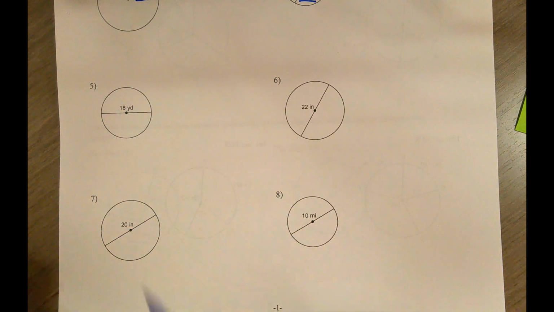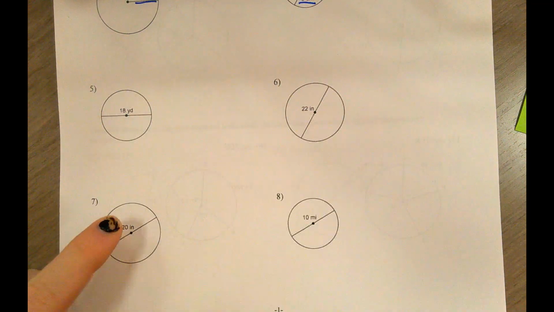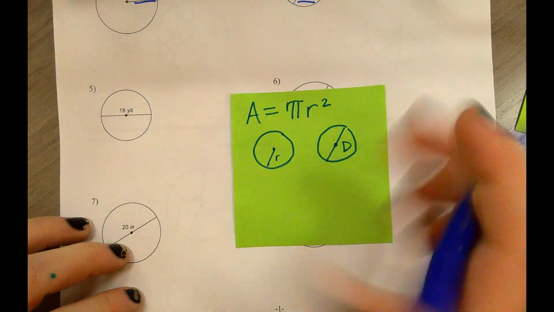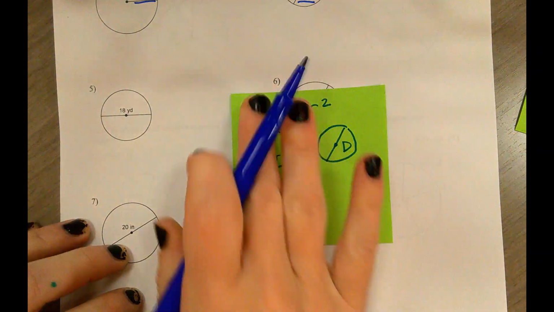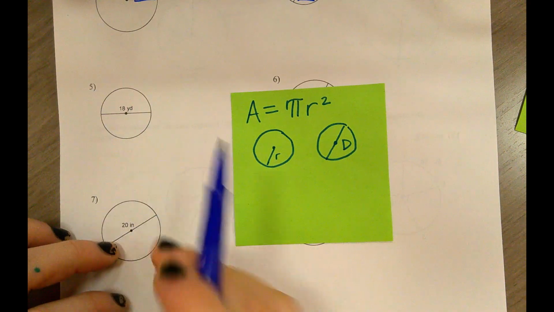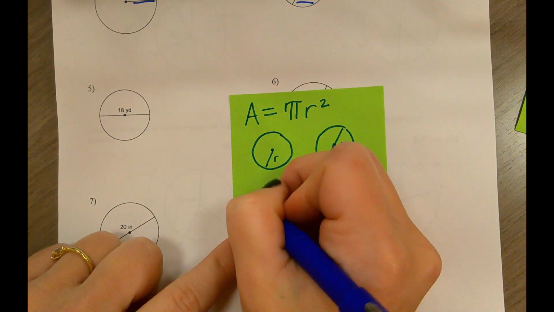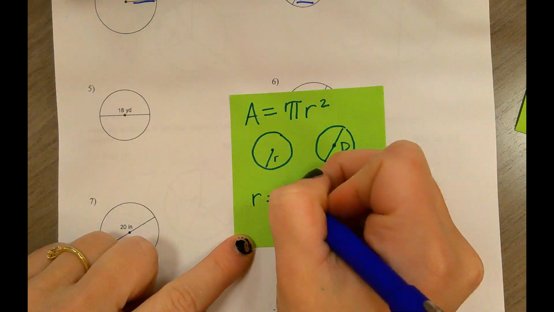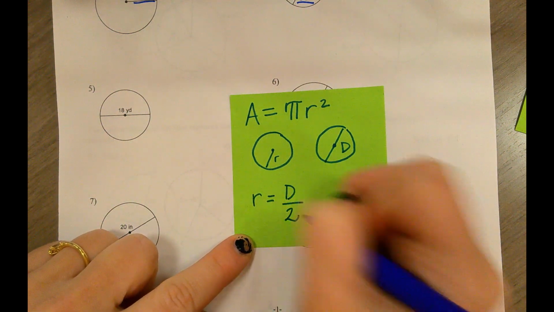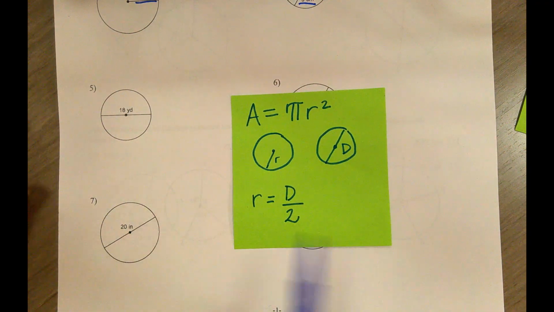What do I need to do to find the radius? Because we need radius. It's in the area formula. How can I find the radius from a diameter? Divided by 2. Radius equals diameter divided by 2. Just another formula to keep in mind.